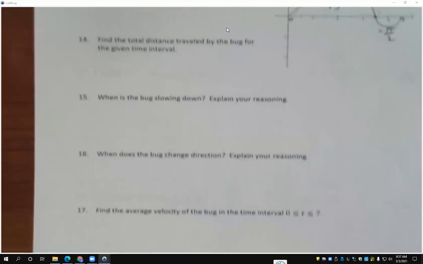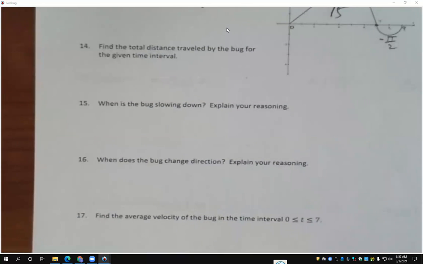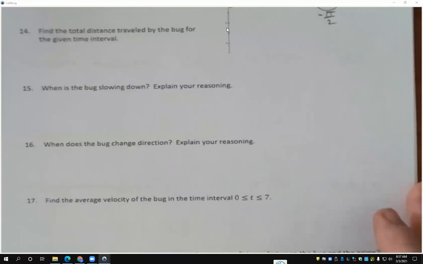All right. Any others in this section? Can you explain 15? Yes. When is the bug slowing down? The bug is slowing down when velocity and acceleration have opposite signs. It's no different than me asking you, is the speed increasing or decreasing? And that's when velocity and acceleration have opposite signs.